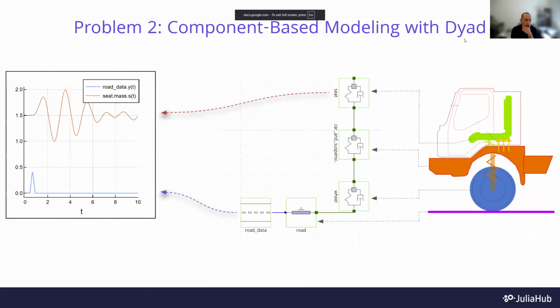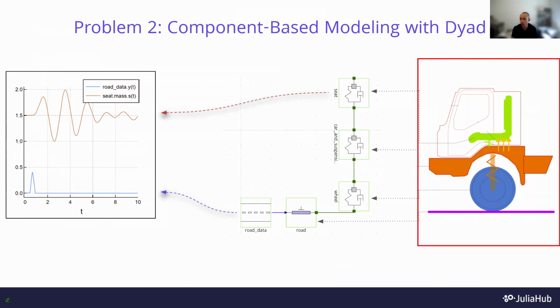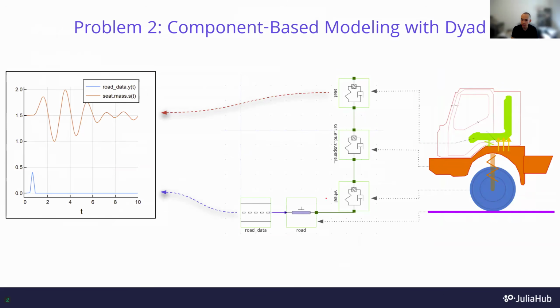Okay, so that takes us to our final problem, component-based modeling with Dyad. Here on the right side, we have a visual representation of the system we're going to try to model. This system consists of a bumpy road that the vehicle is moving over. On the left side, you can see that the road is mostly flat with a bump as the vehicle moves over it.